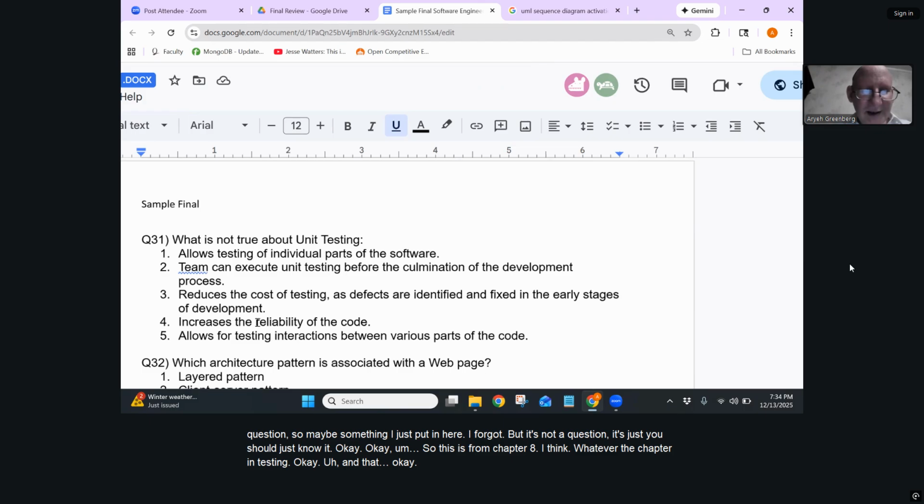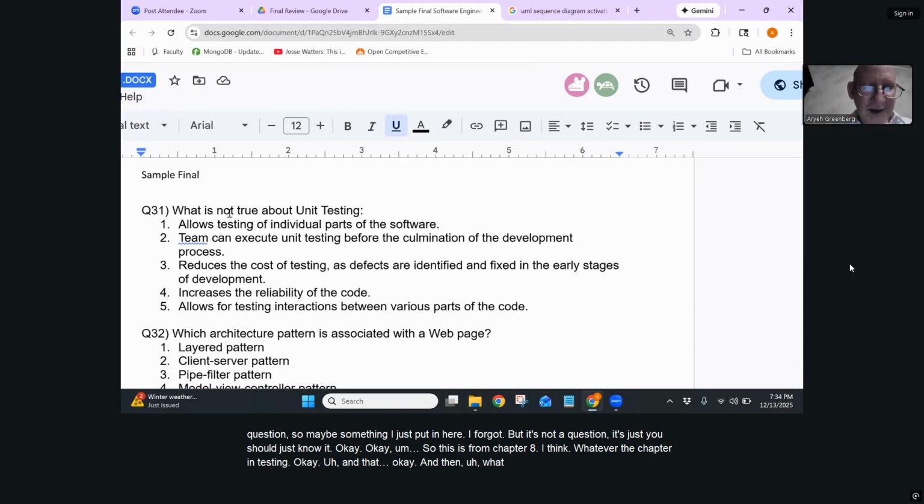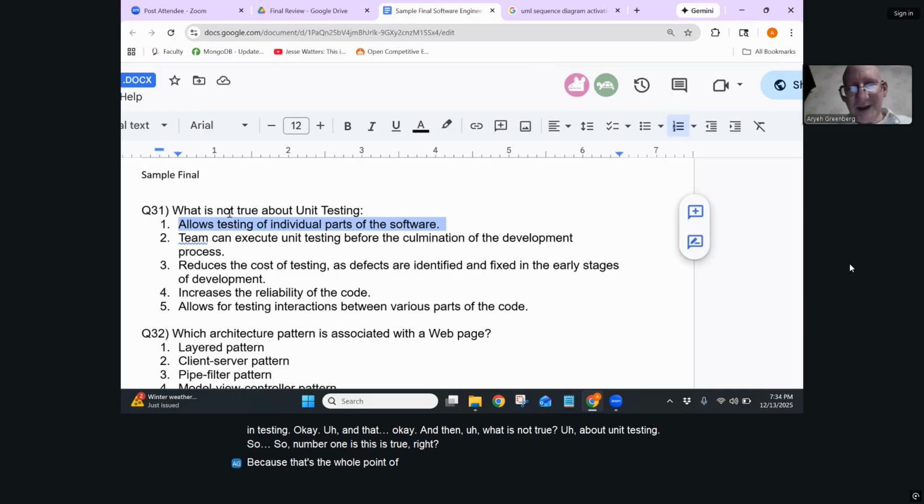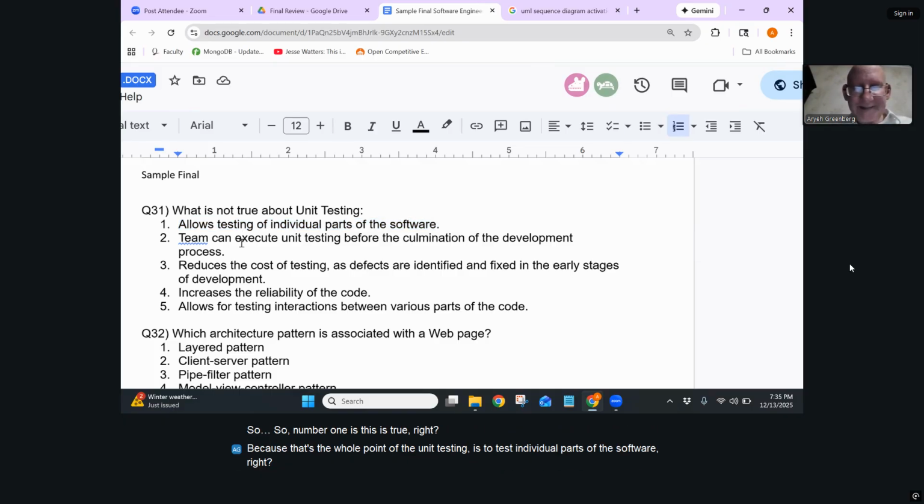And then, what is not true about unit testing? Number one is true, because that's the whole point of unit testing: to test individual parts of the software. A team can execute unit testing before the culmination of the development process. Is that true or false?